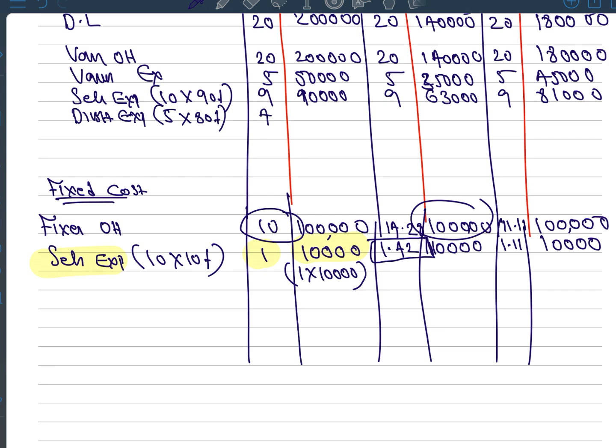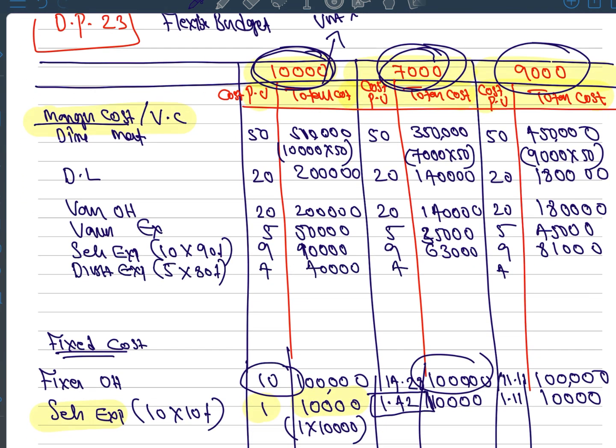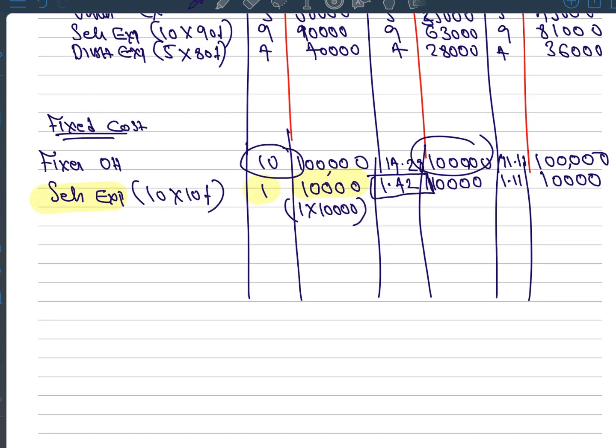Variable cost per unit will not change. 4. Here 4 into 10,000 is equal to 40,000. Here 4 into 7,000 is equal to 28,000. Here 4 into 9,000 is equal to 36,000. Then we can go to fixed cost.